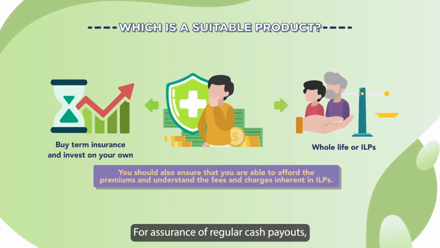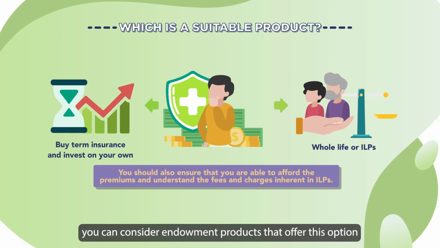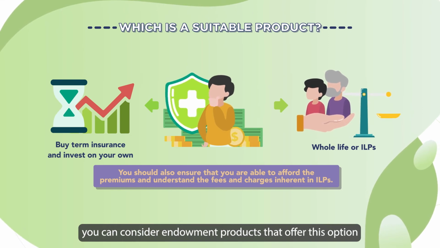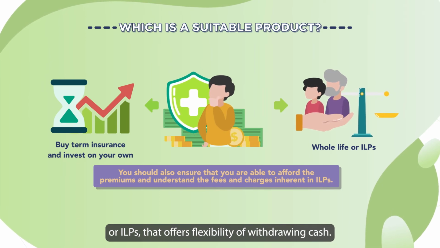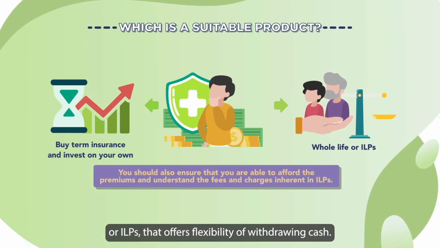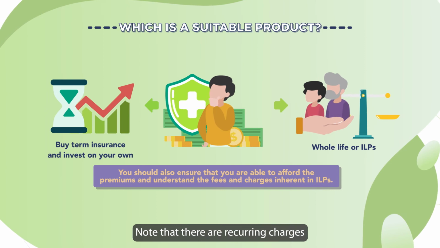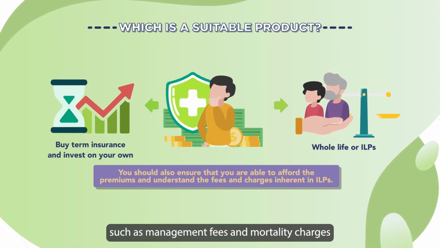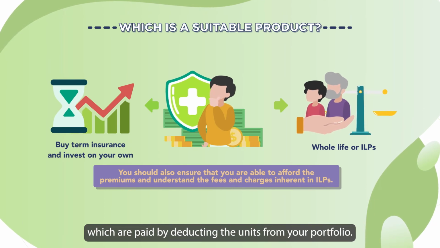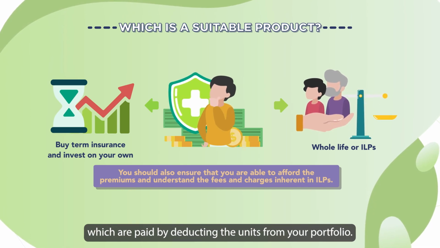For assurance of regular cash payouts, you can consider endowment products that offer this option, or ILPs that offer flexibility of withdrawing cash. Note that there are recurring charges such as management fees and mortality charges, which are paid by deducting the units from your portfolio.